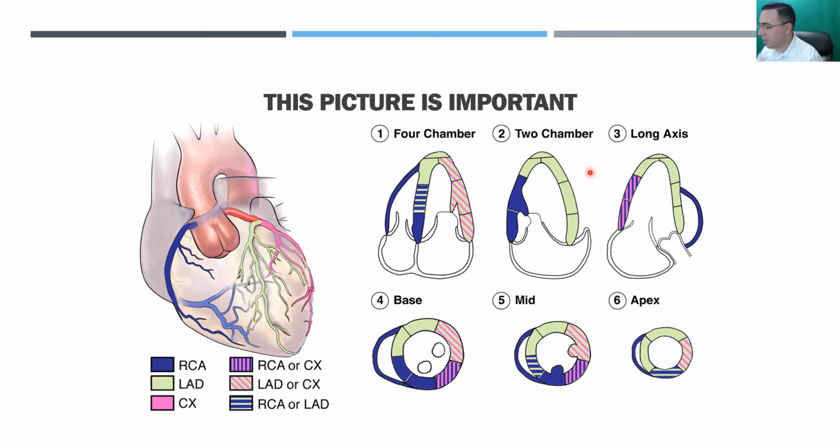Now, let's take a look at this one. And let me get some water, because this one will take a little bit more time to understand.